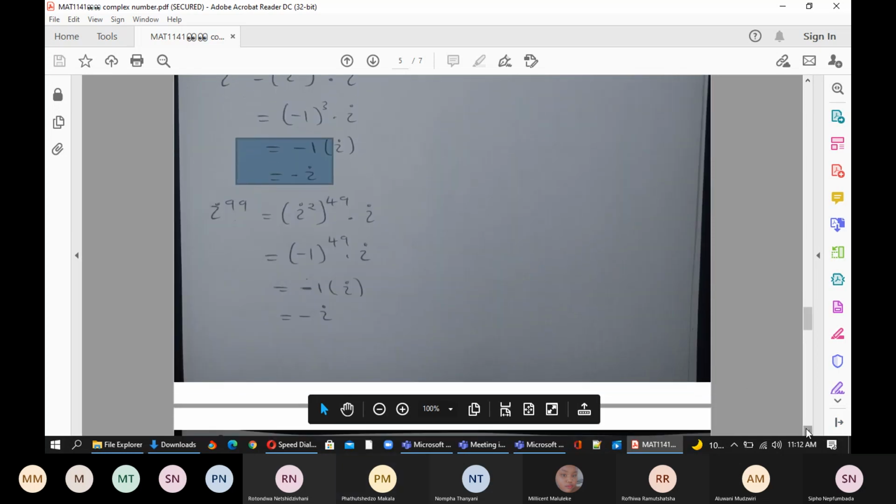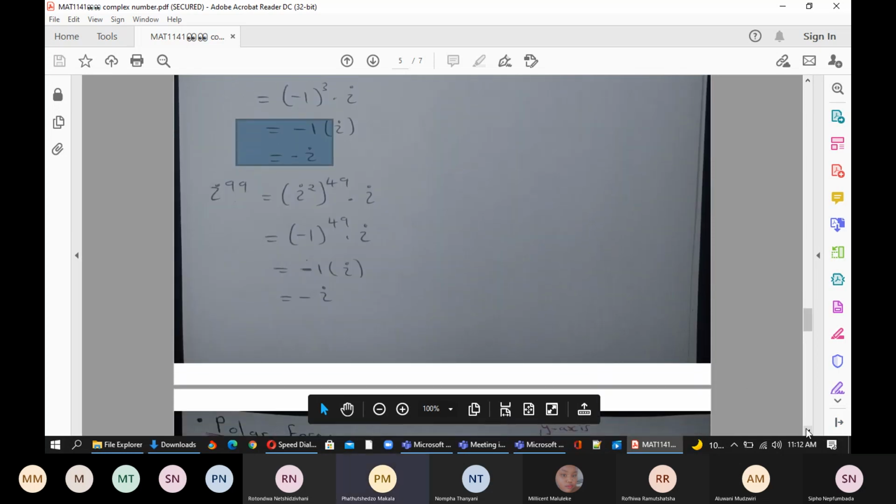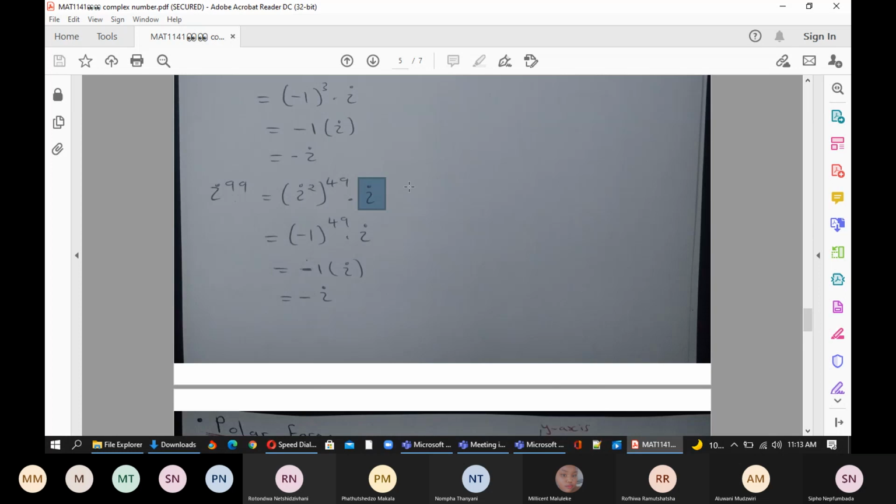Same applies to this one for i to the power 99. We subtract 1, which is this one, and we're left with 98. 98 divided by 2 is 49. It means i squared will be inside and 49 will be outside. Therefore, you press your calculator. -1 to the power 49 remains the same.